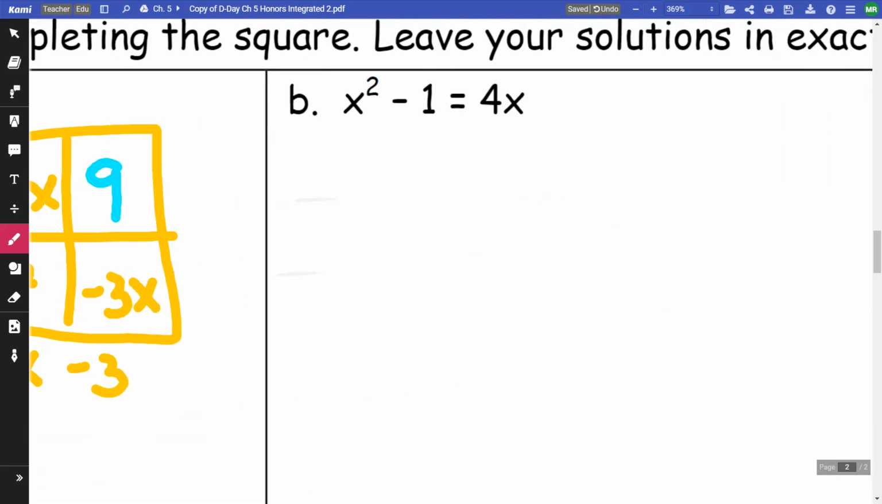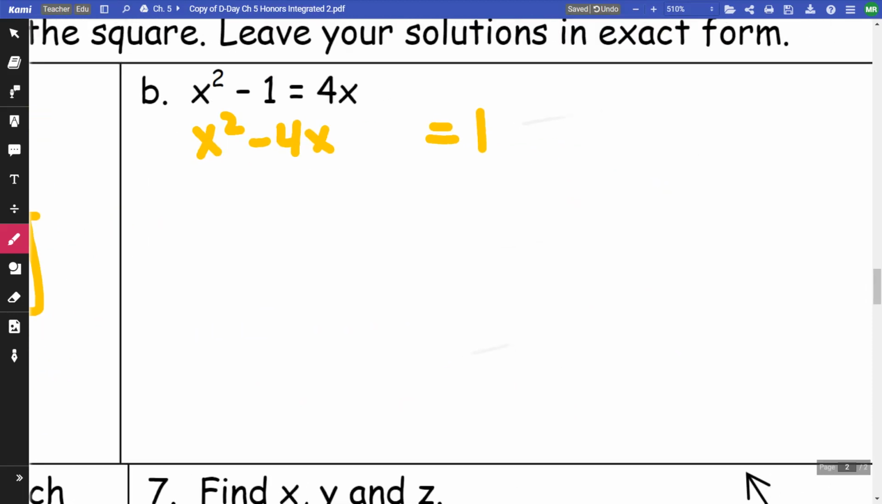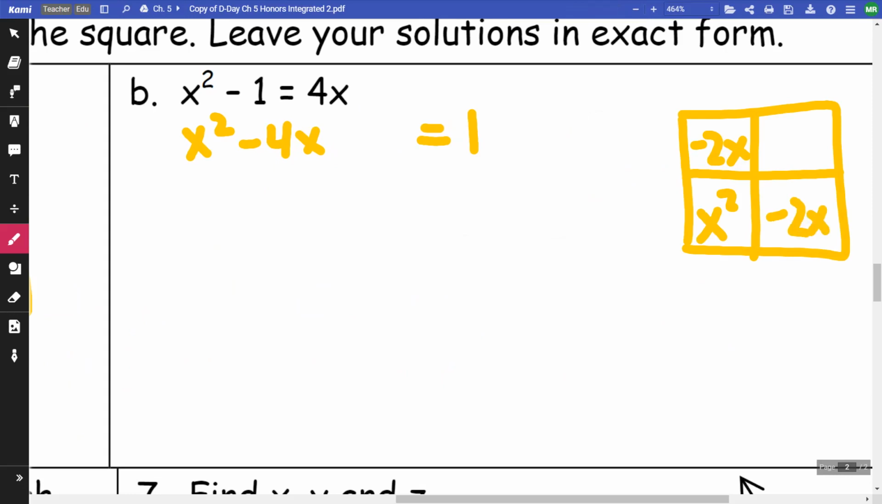On B, I'm going to keep my x squared here. I'm going to minus 4x and I'm going to add the 1 to the other side. And then I am trying to get a perfect square. So I have x squared. My negative 4x is a negative 2x and a negative 2x. So that means I'm going to have an x minus 2, x minus 2. And what's missing here is a 4. So I'm going to add 4 here. I'm going to add 4 here.